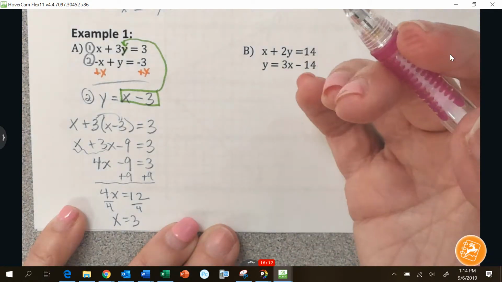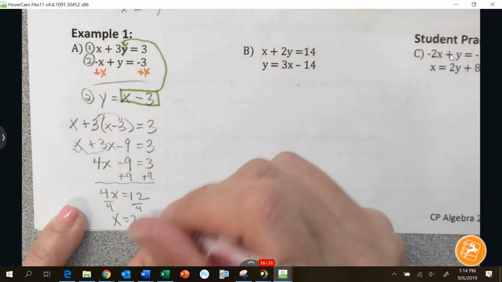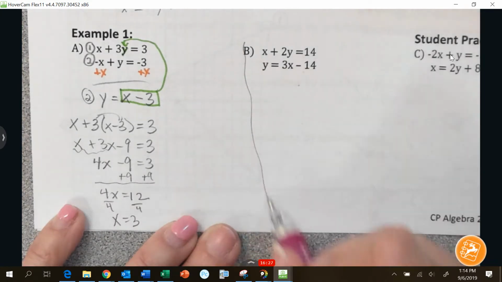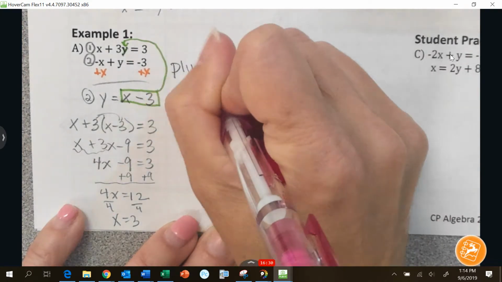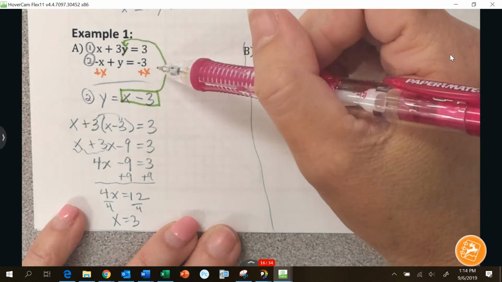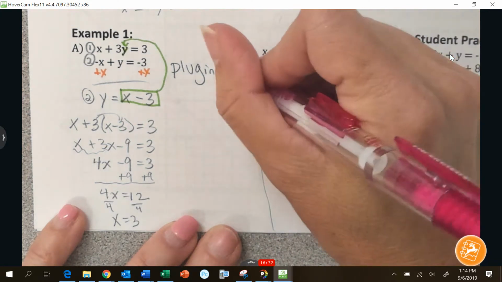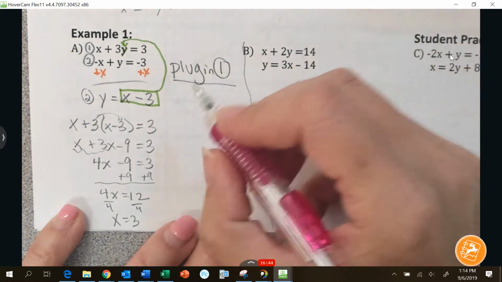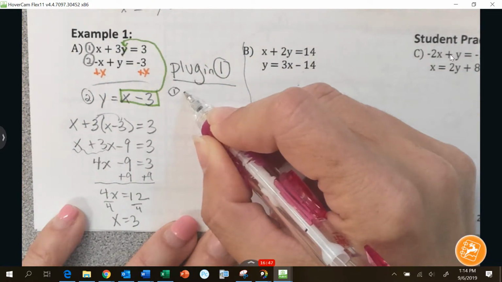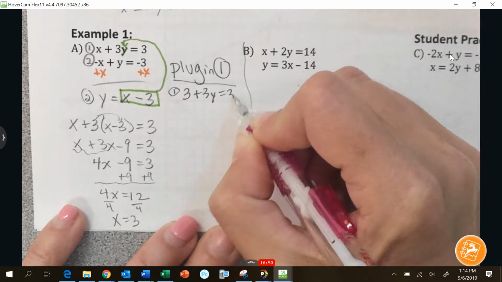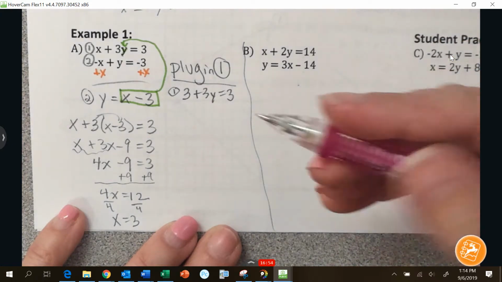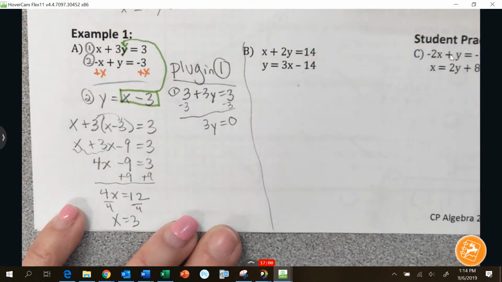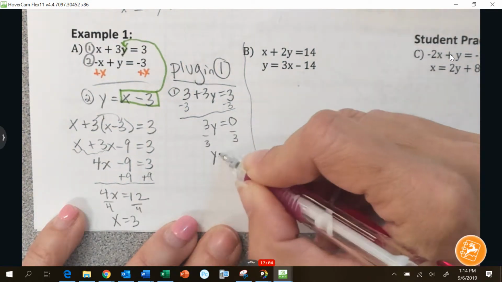When we are done, we're going to have an ordered pair. Is this an ordered pair? No, this is just the x value that they share in common. So what we do next is we're going to plug in, and you can pick which equation you want to plug it into. I'm just going to pick equation 1. We're going to plug in 3. So we have 3 plus 3y equals 3. Now we're going to solve for y. Subtract your 3 from both sides, and I get 3y equals 0. Divide by 3. We get y equals 0.